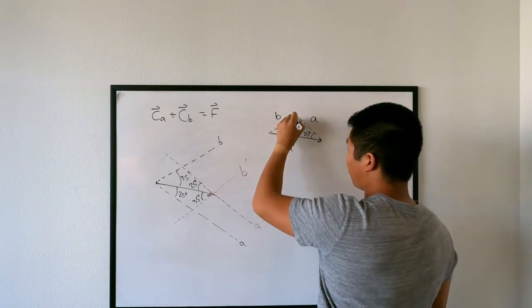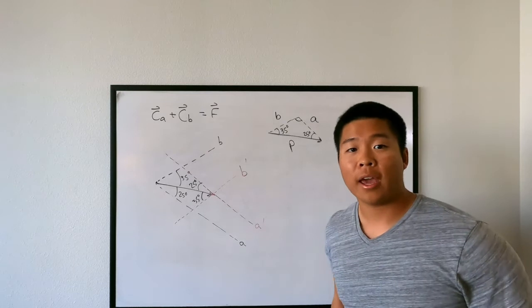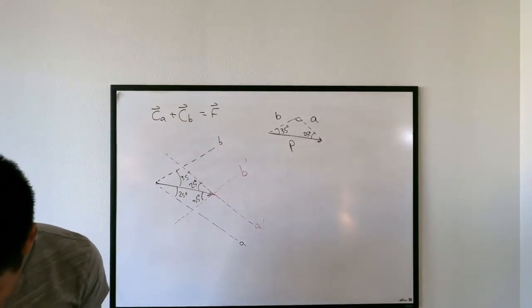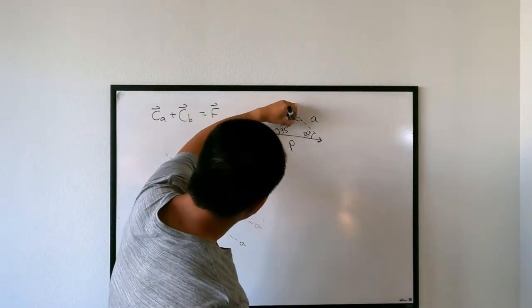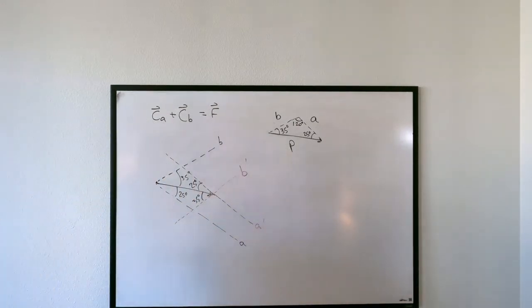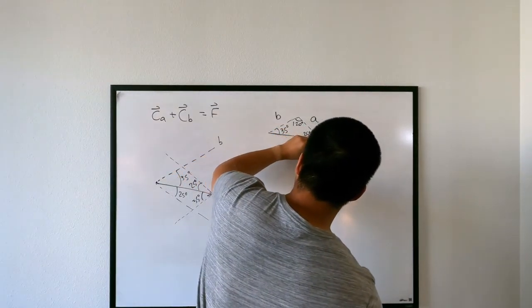Of course, we could figure out what this top angle was because we know that all the angles inside a triangle add up to 180 degrees. So if we do that, it turns out to be 120 degrees. Great. So we know what P is. We just used the same P from before, so we said P is equal to 10 newtons.